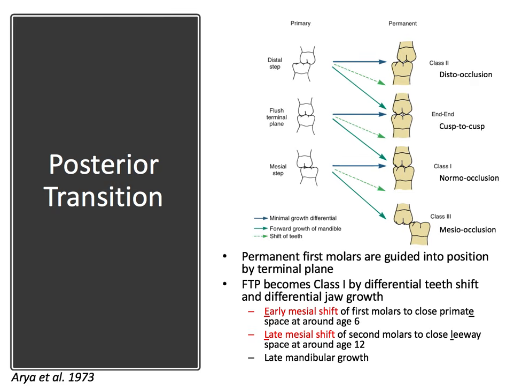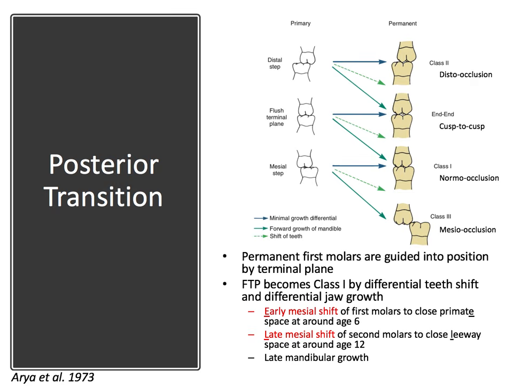So let me just go through these really quick. Class 2 or distal occlusion means that the mandibular first molar is distal or too far distal in their relationship with the upper molar. End to end or cusp to cusp is where the cusp tips of both molars line up with one another. Class 1 is normal occlusion, where the mesiobuccal cusp tip of the upper first molar occludes with the buccal groove of the lower first molar. Angle class 1 is considered a normal or correct occlusal relationship. And then class 3 or mesio occlusion is where the mandibular first molar is too far mesial.